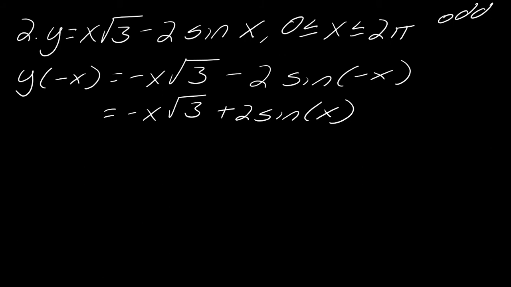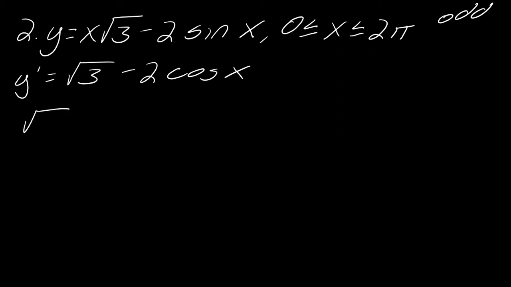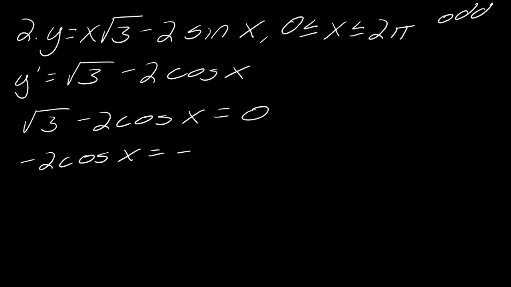Okay, so let me clear some space. And now let's take some derivatives here. So this is going to be just the square root of 3 minus 2 cosine of x. So nice and easy peasy to take that derivative. So then if I set this equal to 0, I get negative 2 cosine of x equals the negative square root of 3. So then I get cosine of x equals square root of 3 over 2.